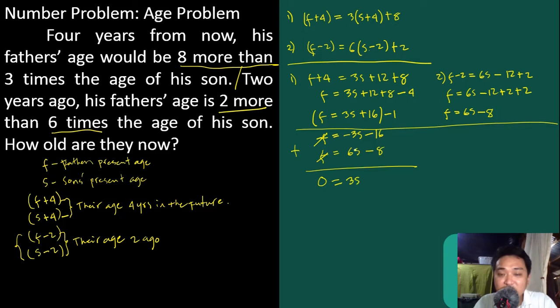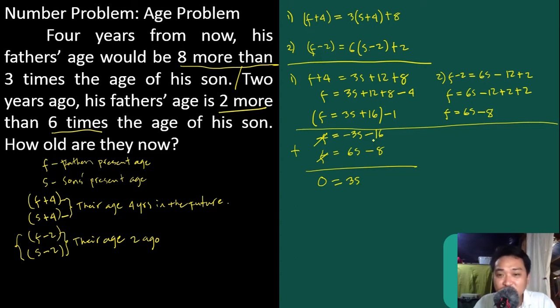O bakit? Kasi magkaiba sila ng sign, dineduct natin or sinubtract natin. At kaninong sign yung masusunod? Syempre, ang masusunod na sign, yung mas malaking number, o yung number na may mas malaking absolute value. So, that will be 3s.